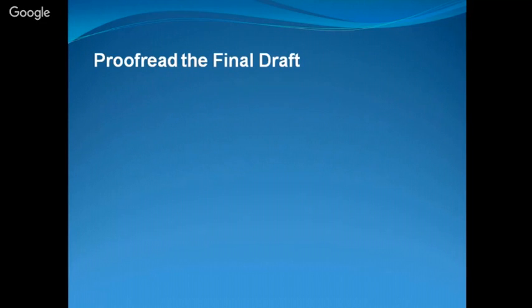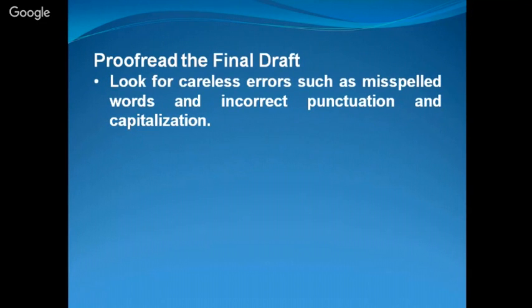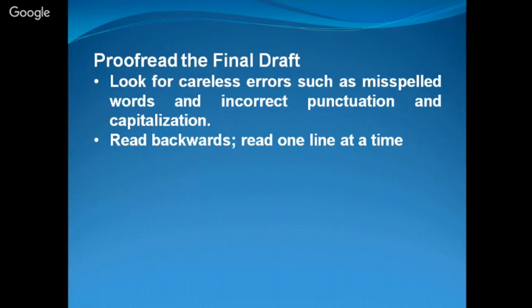Proofread the final draft. Very important. Look for errors like misspelled words, incorrect punctuation, grammar, or unnecessary capitalization. So you need to look at it. Or another technique is you read backwards. Read one line at a time. That is, for example, time, a, at, line, one, read. In this way, you will be able to find out any spelling error or anything which is not clear.